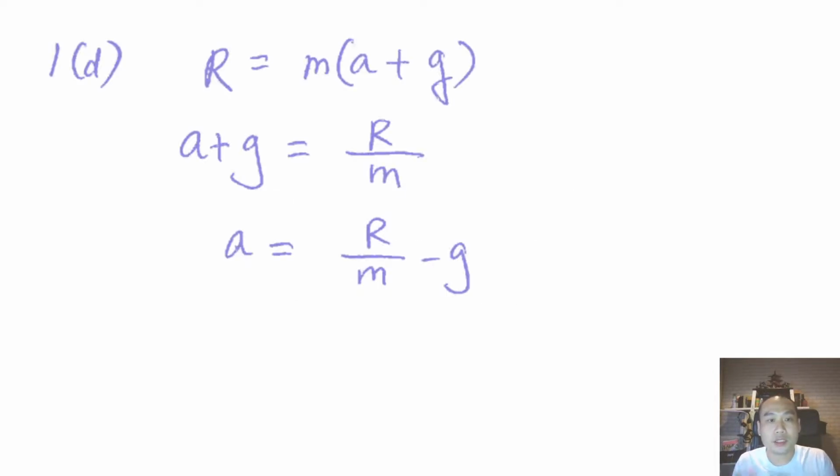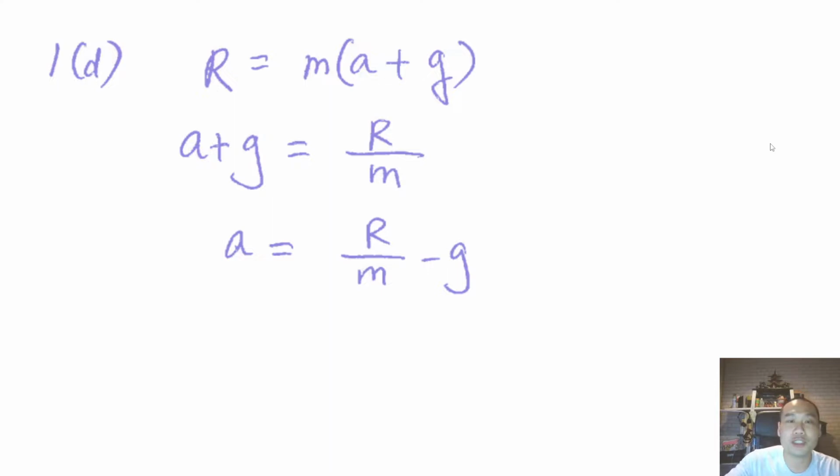Let's go. Okay. So what we're supposed to do over here, right? In this particular exercise, we are supposed to rearrange the formula based on what the question requires us to make the subject, right? So in this case, we want to make A the subject from this formula, R equals M times A plus G. Okay. So how do we do that?